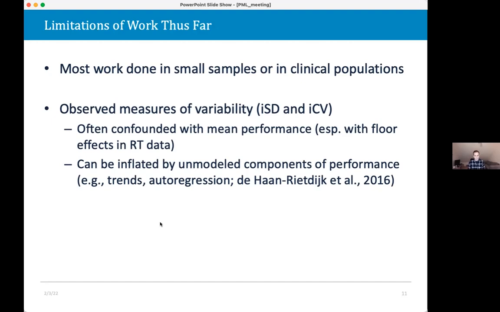And if you're not totally clear, I think trends are somewhat intuitive, but if you're not totally clear on autoregression, we'll have an exemplar that shows what higher autoregression does to a time series.